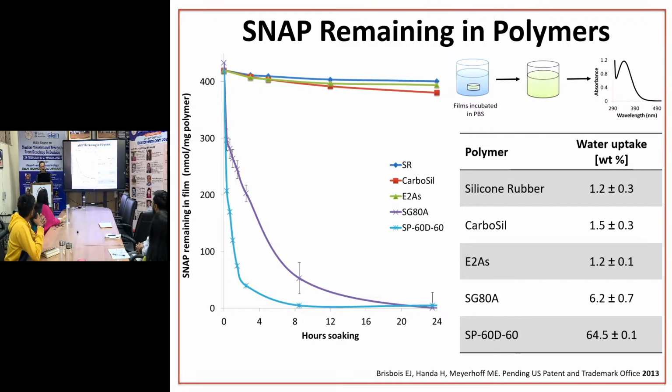I don't want my NO donor to leach out. But the other three were really good. They almost kept all the NO donor inside. Because the water uptake was so high in the other two, water was entering inside and bringing all the NO donor out.